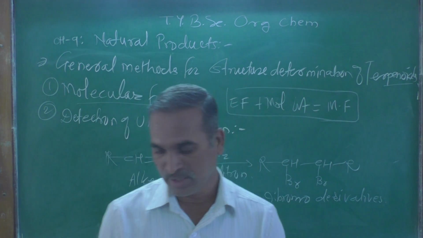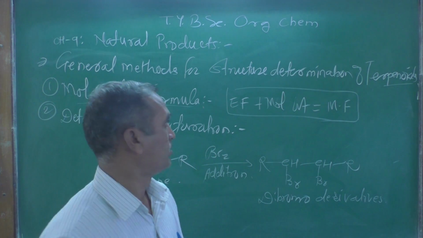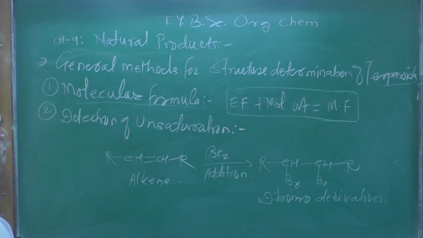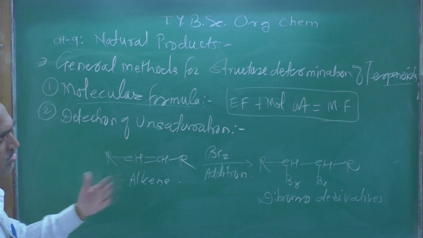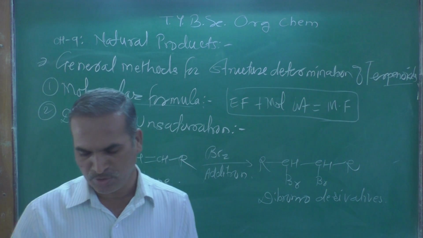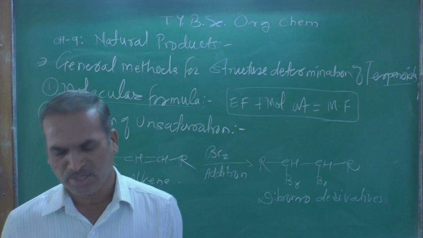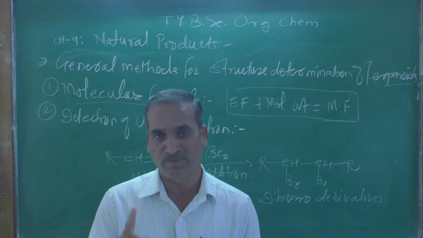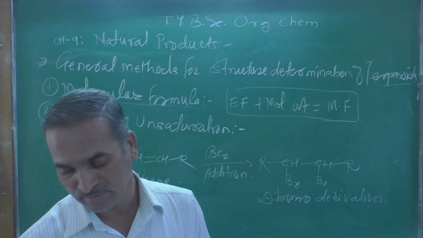So, remember, these are the two points we have seen as a general method for structure determination of terpenoids. The remaining points, like the nature of the oxygen, we will see tomorrow.